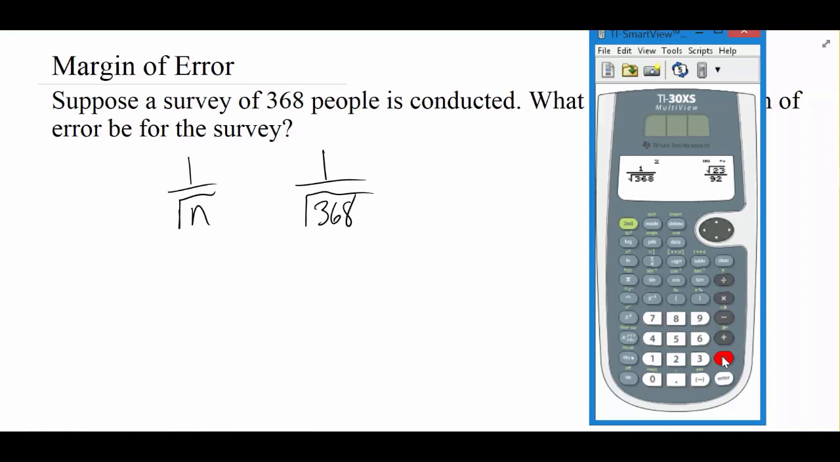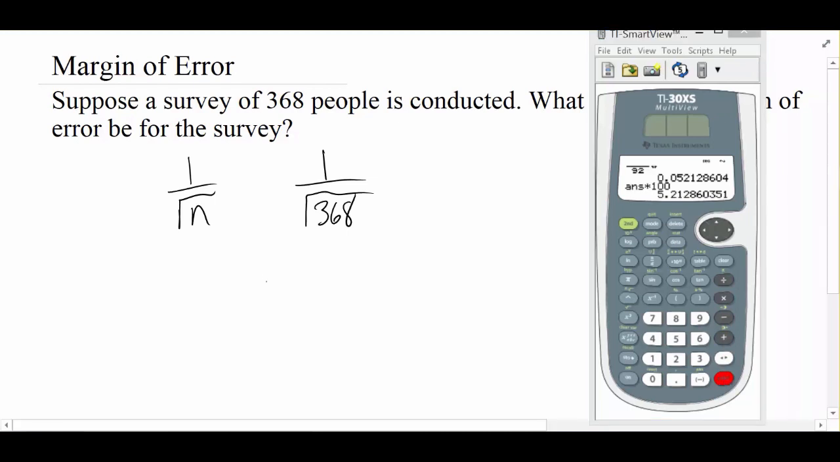Turn this into a decimal. So hit that button above, enter, and we get this decimal value. And if we wanted to turn this into a percent, we could then multiply that by 100 to find out it's about 5.21%. So we can see with this sample size here, this isn't the best.